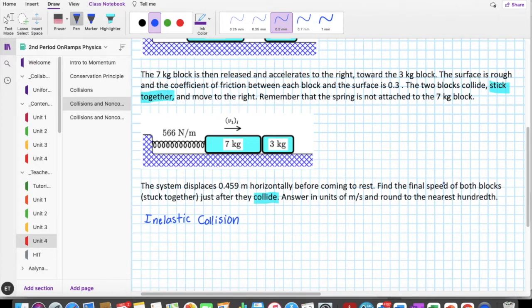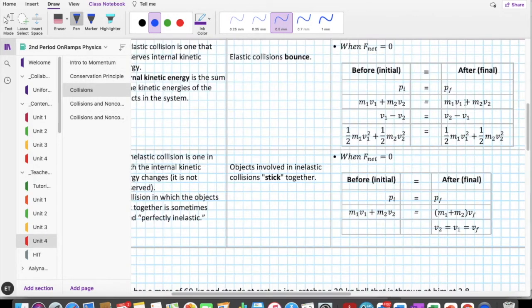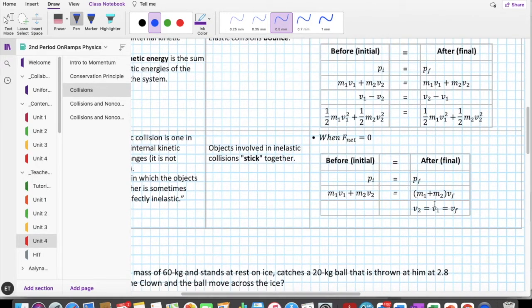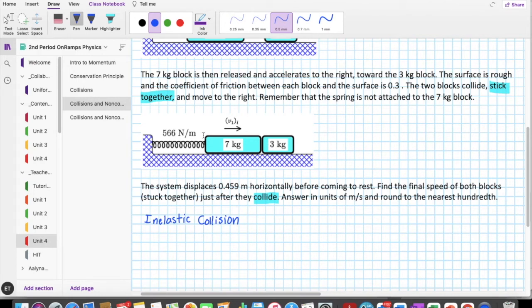We need to find the final speed. Normally we would just go back to the table. Remember the table which I gave you guys? This one. And we have an inelastic collision, and this is the math that we would use. However, this works only if we have no external forces acting on the system, and of course, this is not the case. We have friction acting on the system, so we have to include friction somehow.